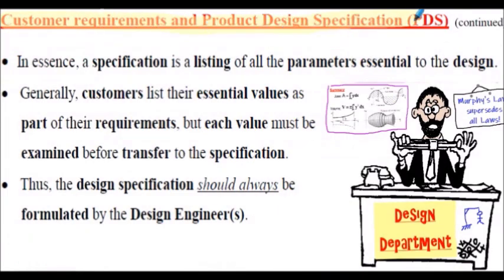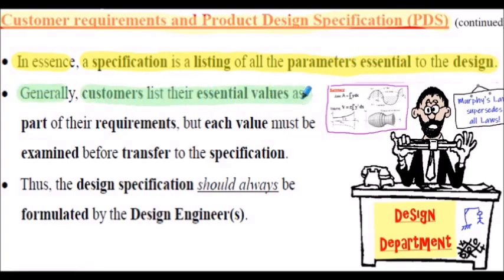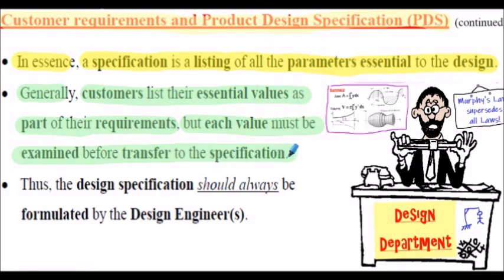Requirements and PDS overview continued. So in essence, a specification is a listing of all the parameters essential to the design. Generally, customers list their essential values as part of their requirements, but each value must be examined very carefully before transferring into the actual specification. Thus, the design specification should always be formulated by a design engineer or team of design engineers.